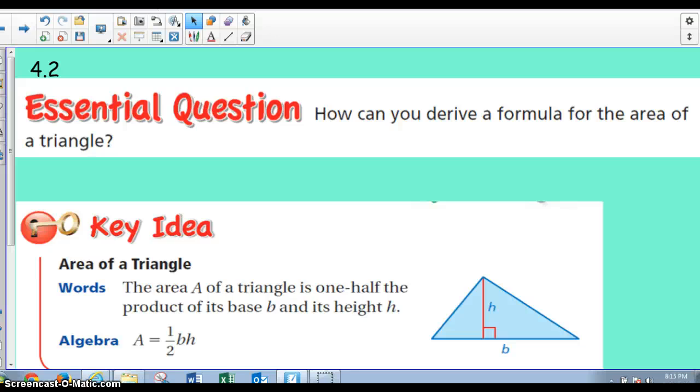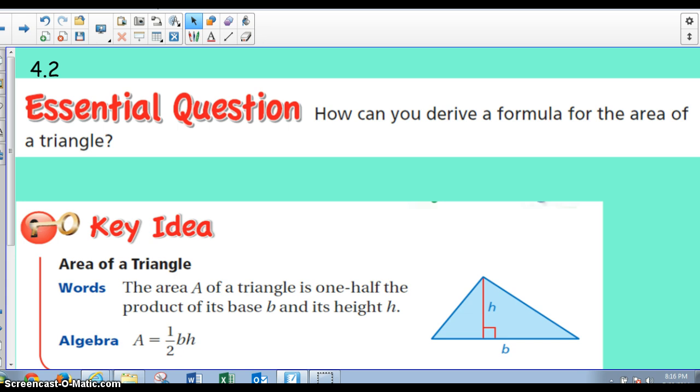Chapter 4, Lesson 2. The essential question we're answering is how can you derive a formula for the area of a triangle? The other day we did parallelograms, now we're looking at triangles. Your key idea is the area of a triangle. The area A of a triangle is 1/2 the product of its base B and its height H.